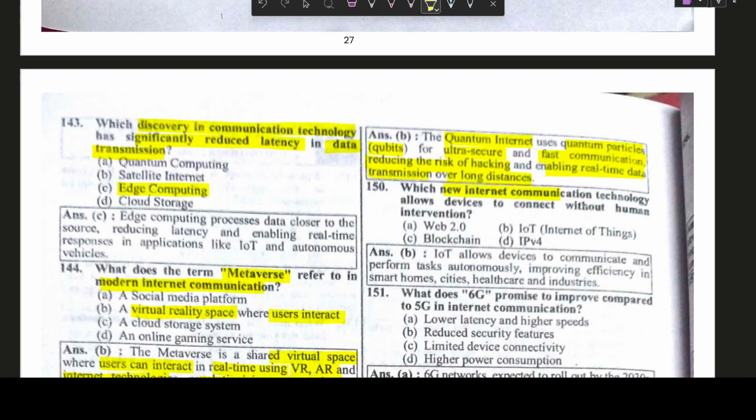So which new internet communication technology allows devices to connect without human intervention? So it's IoT, Internet of Things. Because of IoT, devices can communicate and perform tasks autonomously, improving the efficiency in smart homes, smart cities, healthcare, and industries.